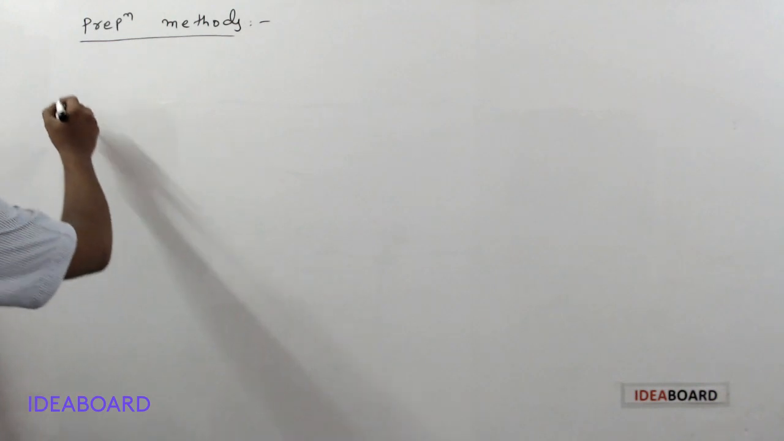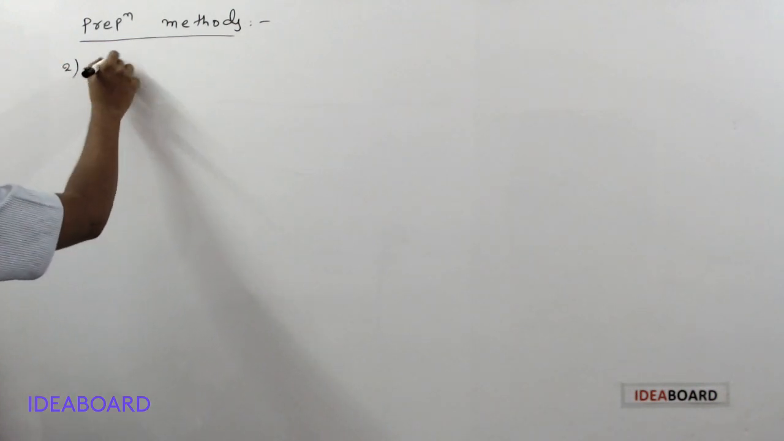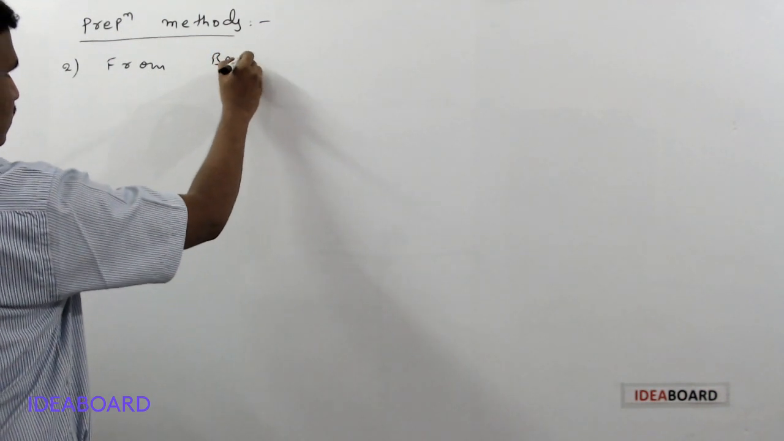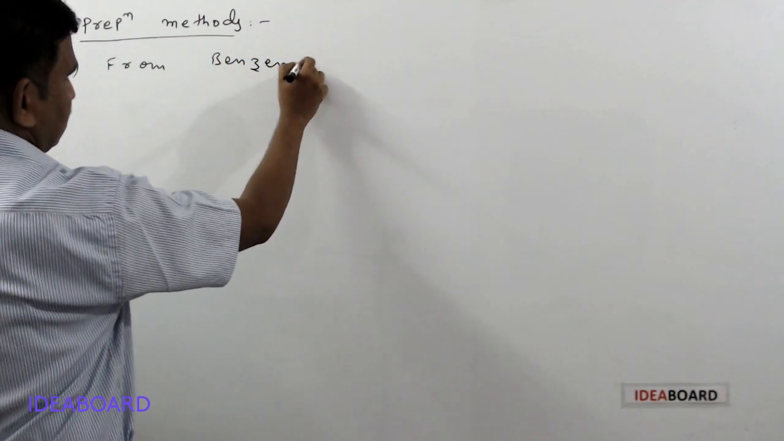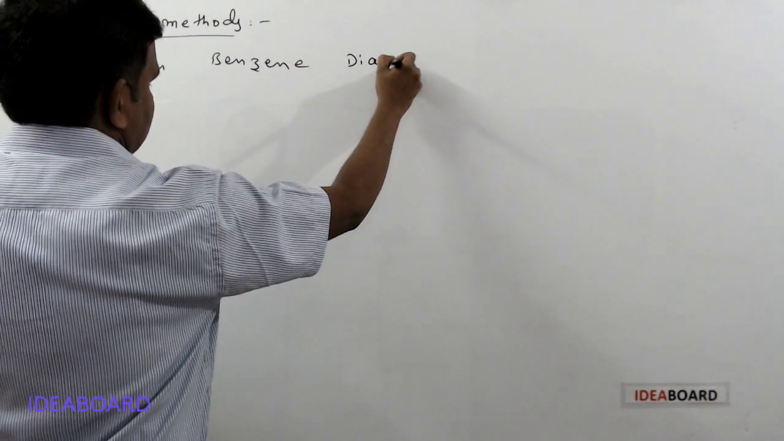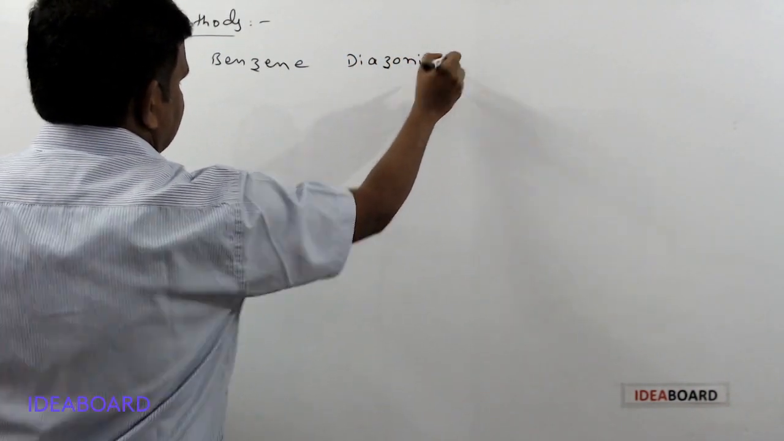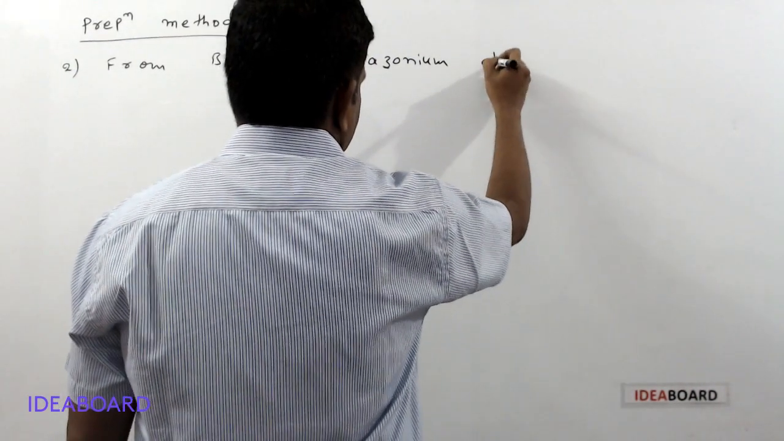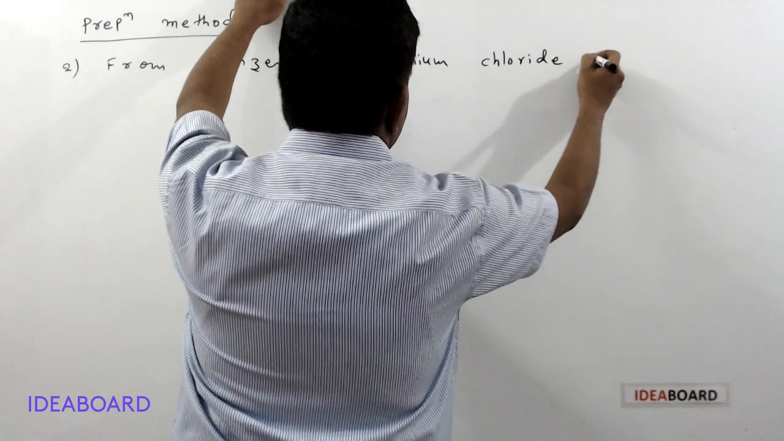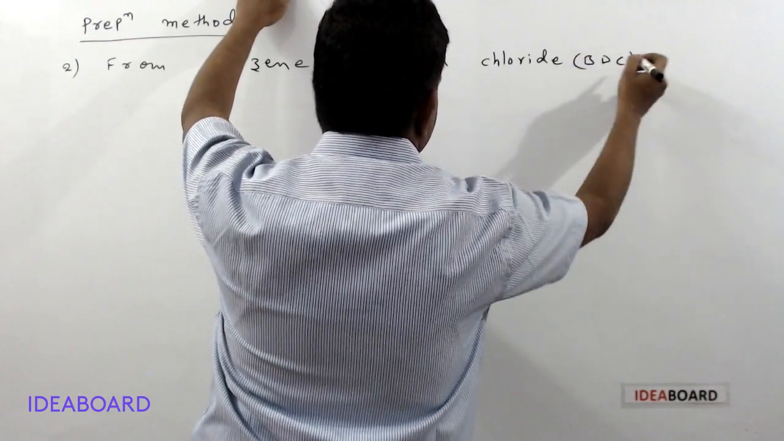The second method is from benzene diazonium chloride. Simply we can write BDC.